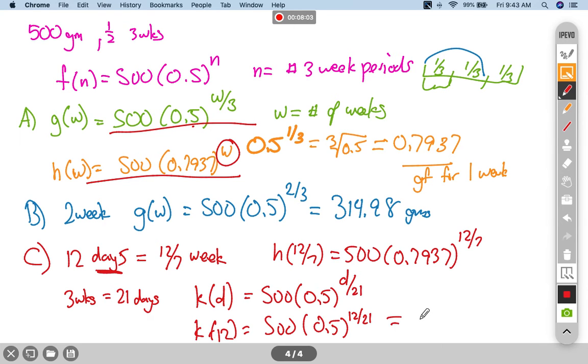Either way, we're going to get 336.475. And 12 days is not quite 2 weeks, so I should have more after 12 days than I have after 2 weeks. So this is, again, making sense. Always look back at your problem and see if it makes sense.